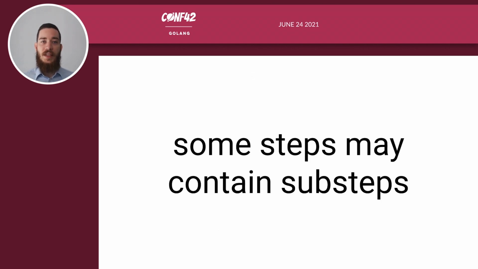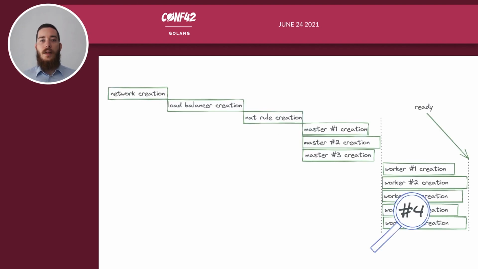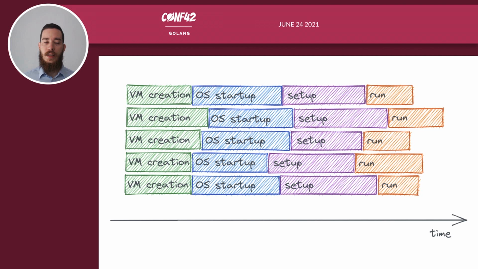But some of the steps actually consisted of their own set of sub-steps. Let's take a close look at the worker node creation process. Each node is created in 4 steps: creating a virtual machine, launching the operating system, configuring the environment and applications, and finally running. Moreover, an error can occur at any step. In this case, different error handling may be required.